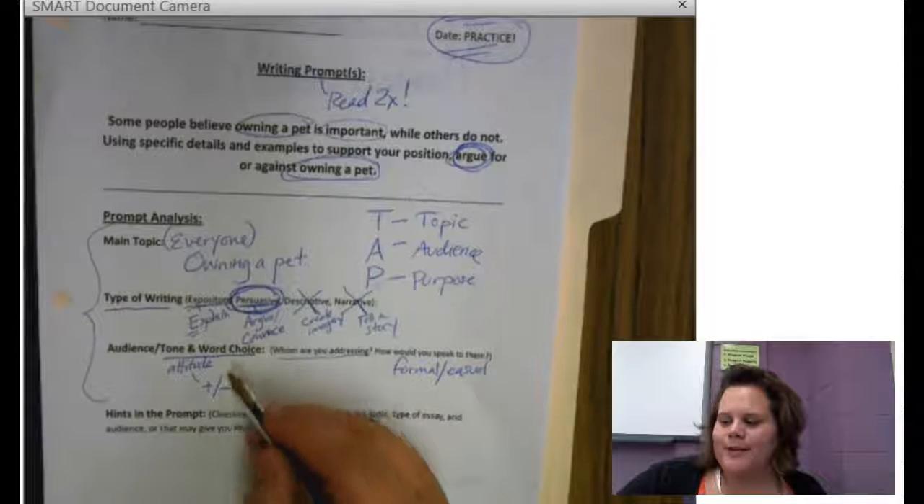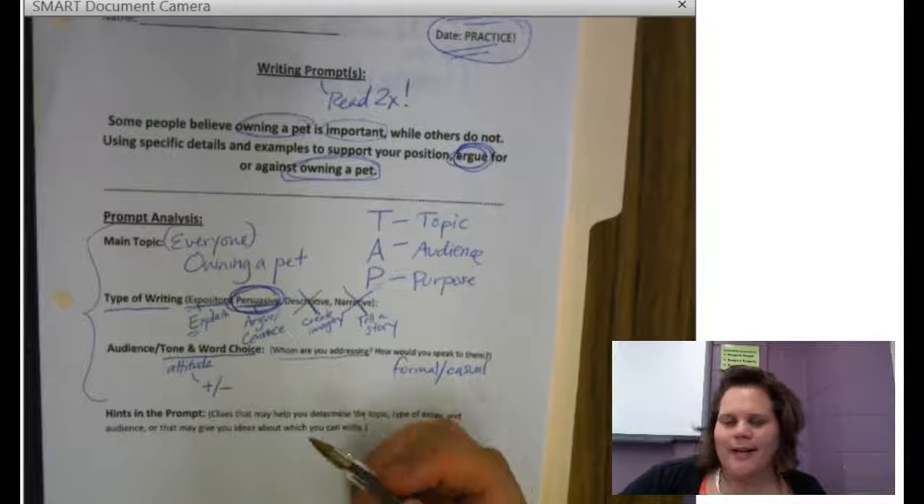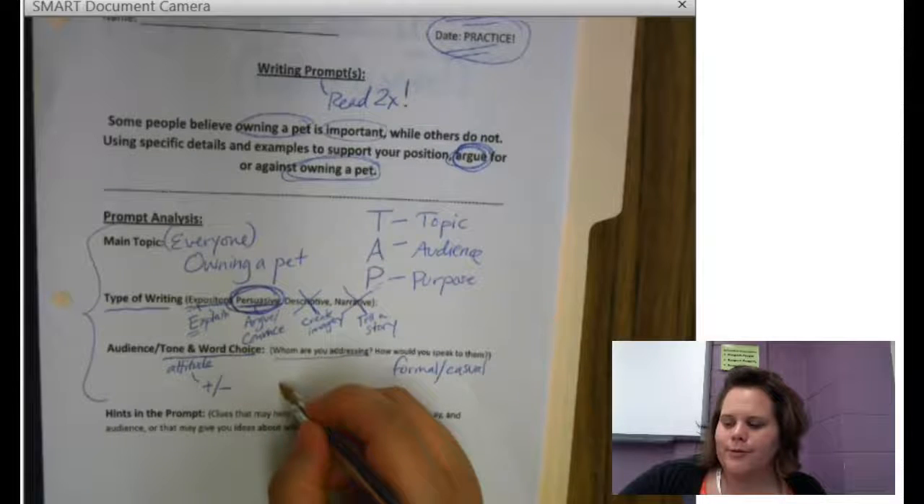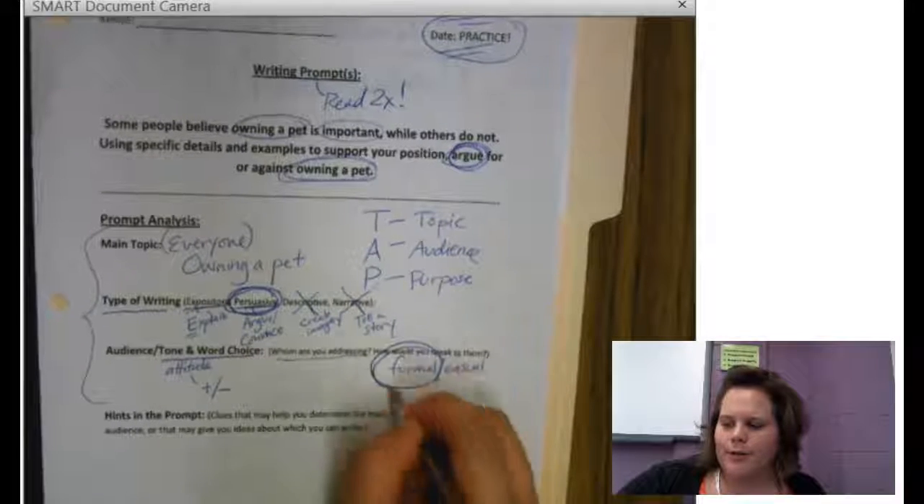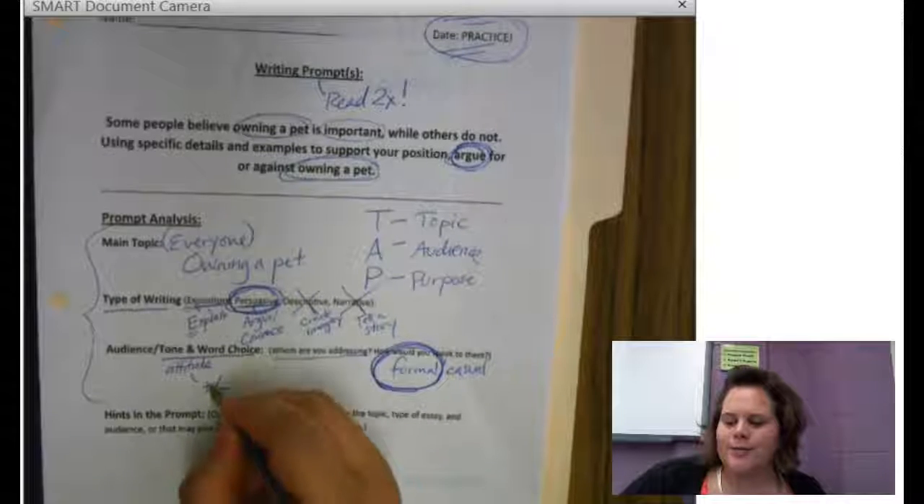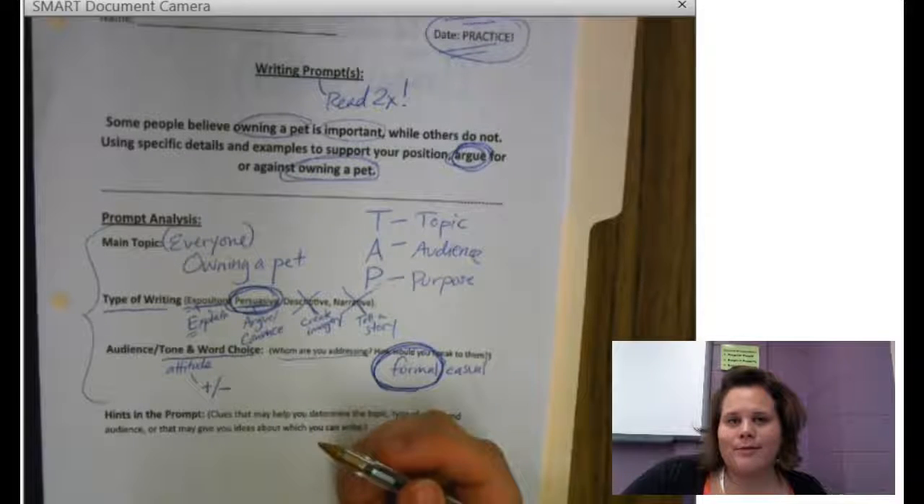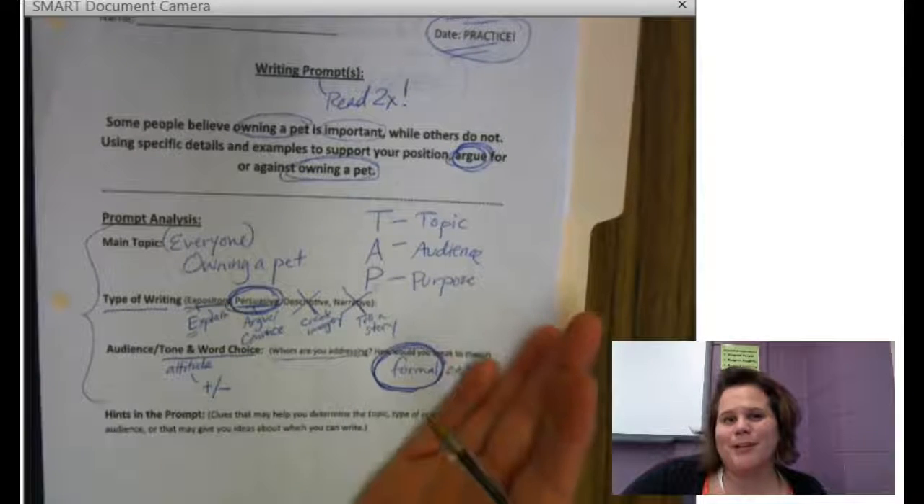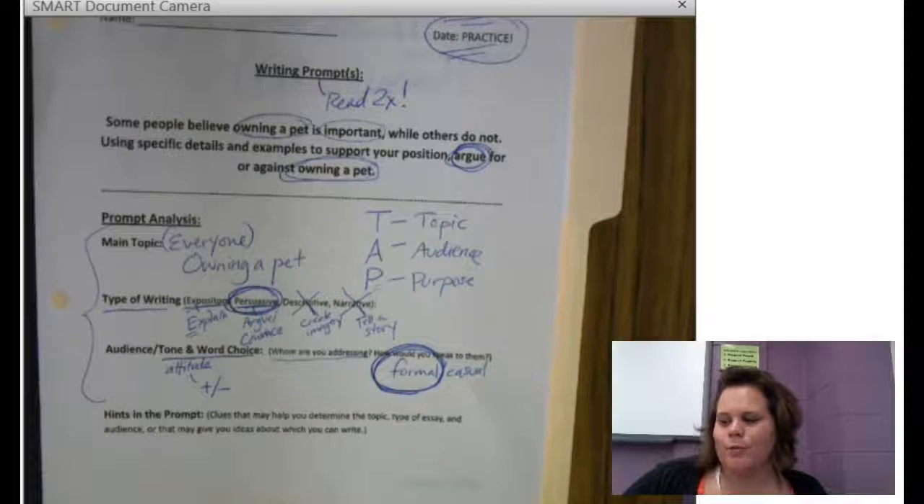Okay, so audience, word choice. This is going to be how you write your word choice. If we're writing to an adult, it would be formal. Attitude is positive or negative depending on what side you pick. If you say the best place I ever visited, probably positive. If you say the worst idea, negative.